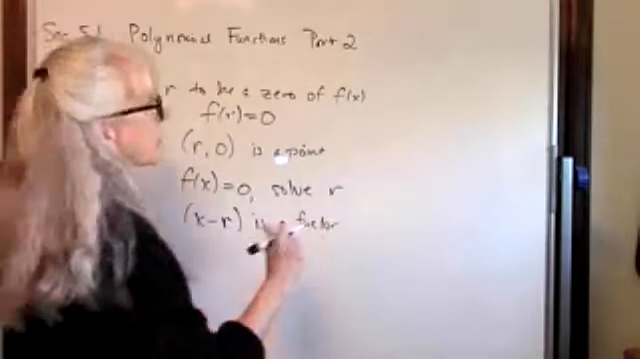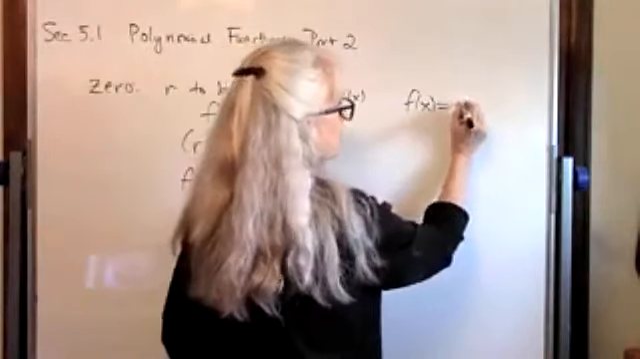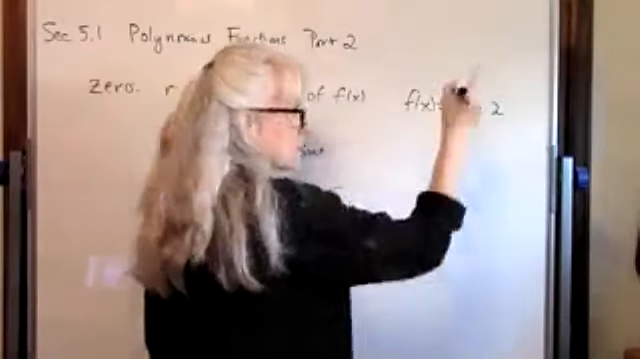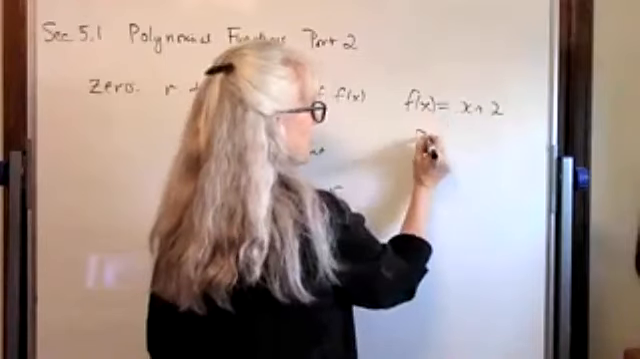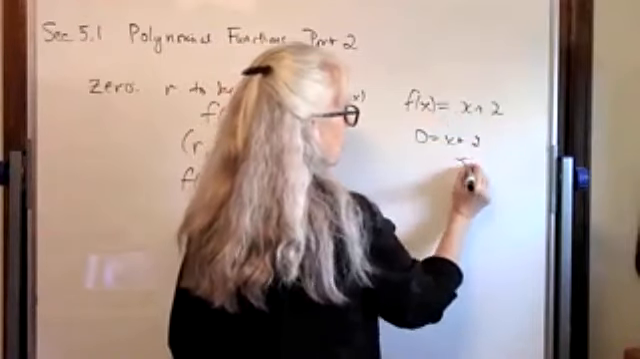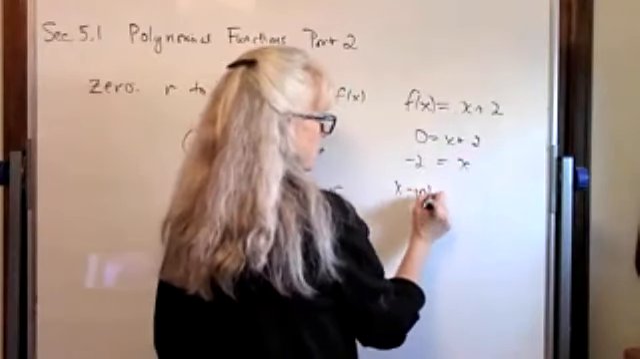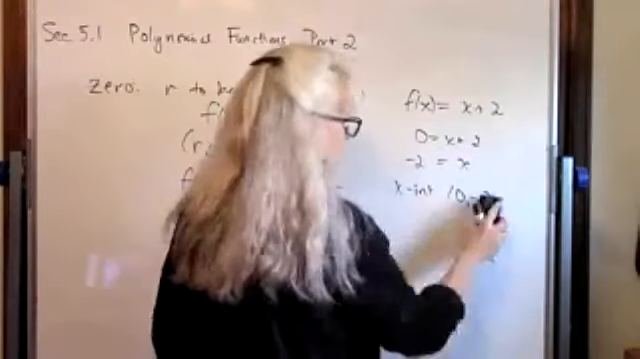So let's backtrack. Let's say that our polynomial function is a nice simple linear function like x plus 2. Pretty straightforward, we know that's a line. If I asked you to find its x-intercept, you would set the function equal to 0 and solve it and get -2. So we know that the x-intercept is at (-2, 0).